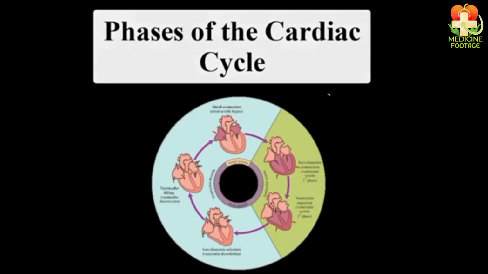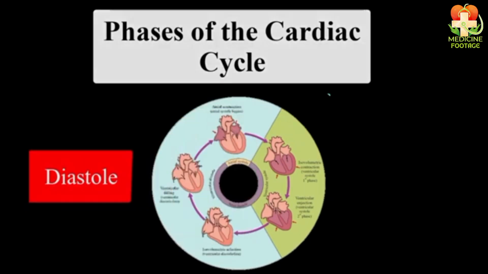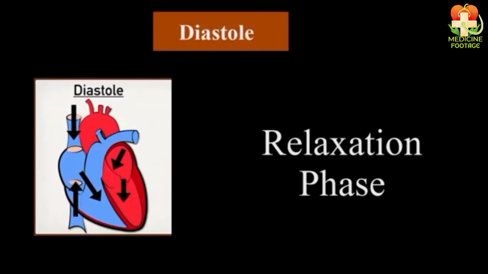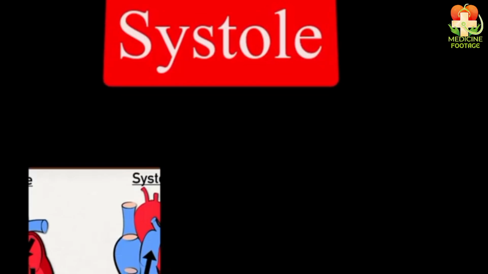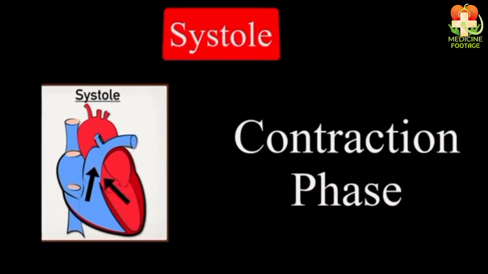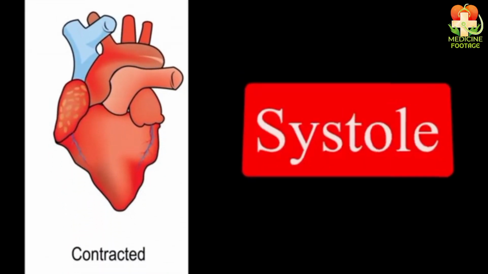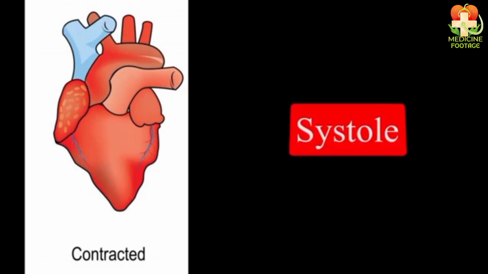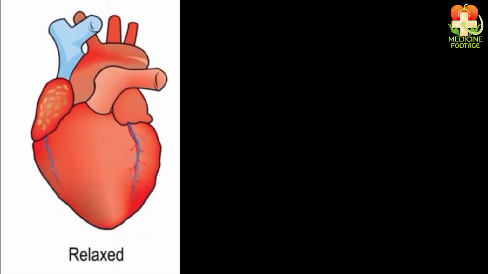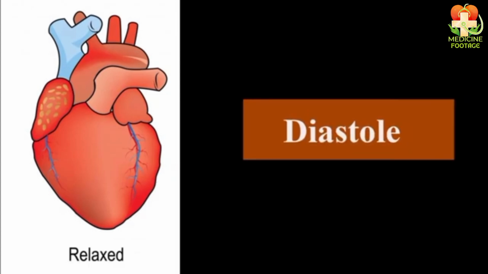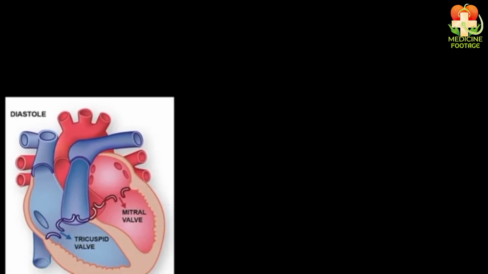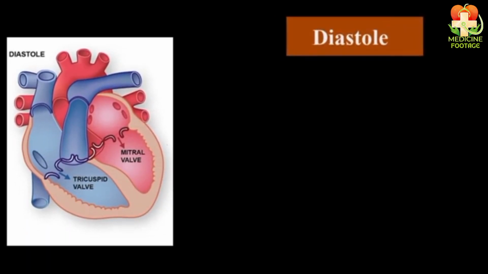There are 2 phases in the cardiac cycle, diastole and systole. The diastolic phase is known as the relaxation phase, and the systolic phase is known as the contraction phase. When the human heart contracts, this is called the systolic phase. On the other hand, when the heart relaxes, it is called the diastolic phase. We are going to study both phases one by one. Let's start with the diastolic phase.